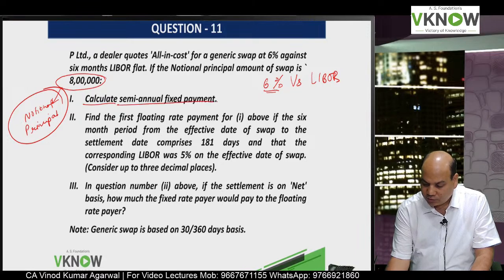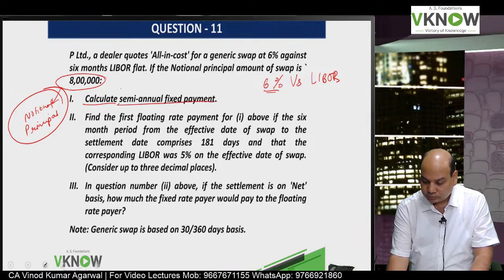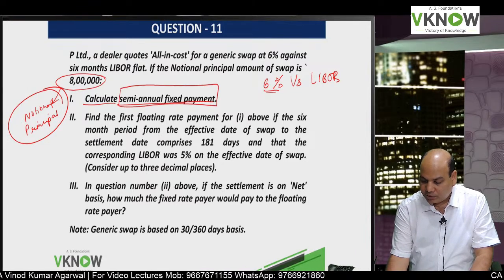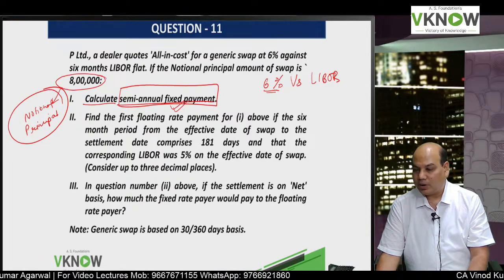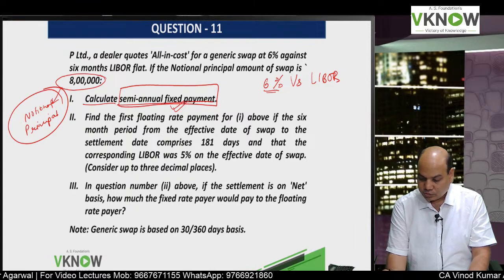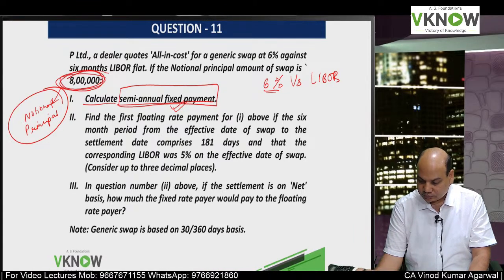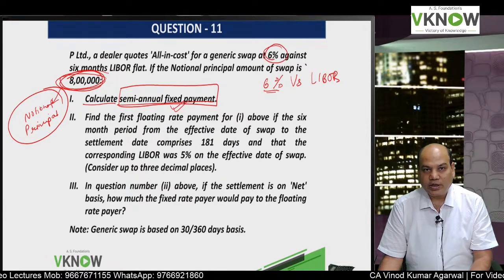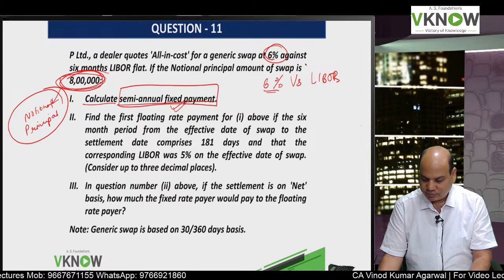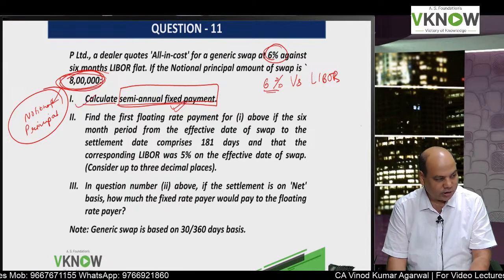Calculate semi-annual fixed payment. Semi-annual fixed payment means how much the fixed rate payer will pay after 6 months. So the answer is 8 lakh into 6% into 180 divided by 360. That we will write the calculation later.